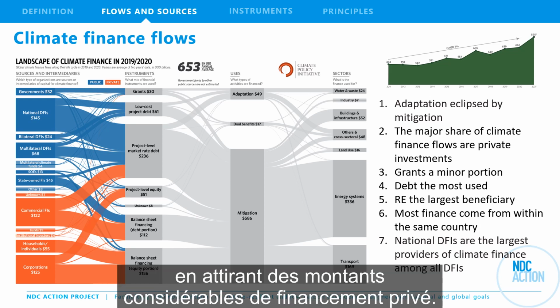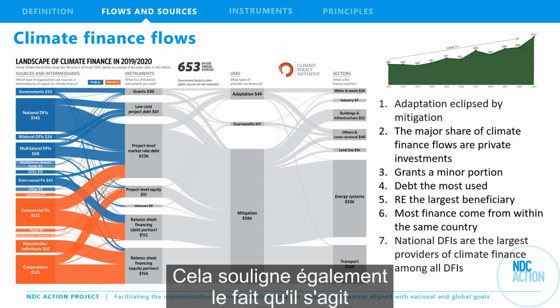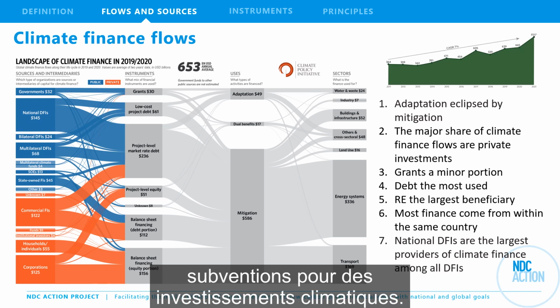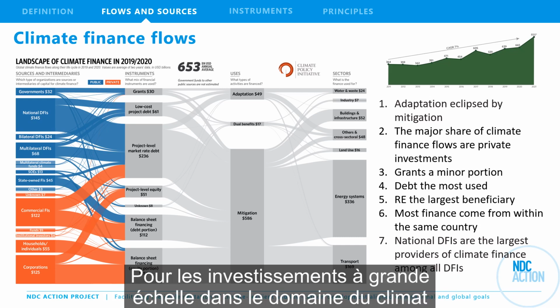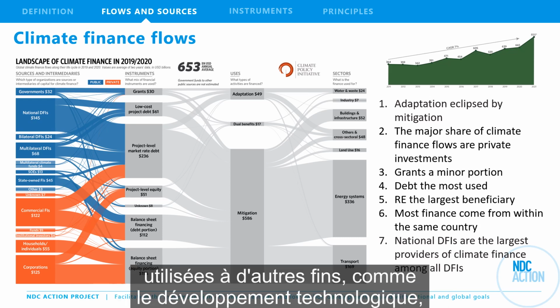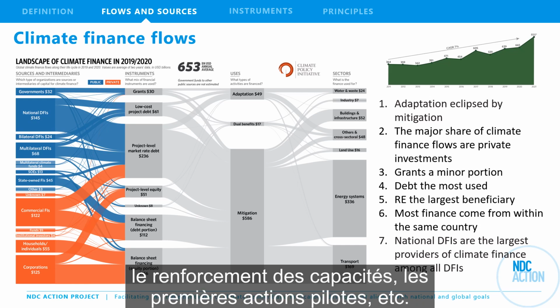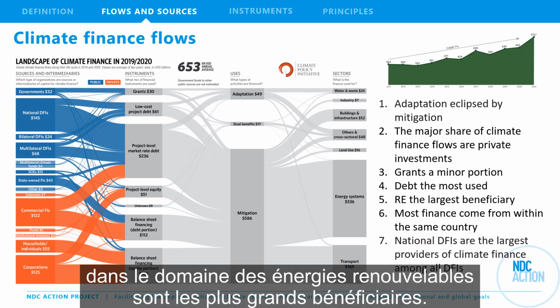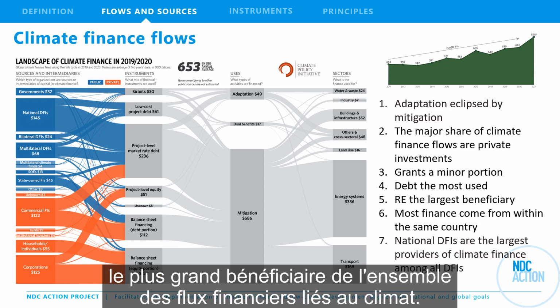And we will come back to this concept of being bankable, but basically they need to be successful in attracting considerable amounts of private finance, and this emphasizes that it's difficult to mobilize grant-based climate finance for large-scale climate investments. And grants are usually used for other purposes like technology development, capacity building, initial pilot actions, and so forth. This figure also shows that renewable energy is the largest beneficiary of total climate finance flows.